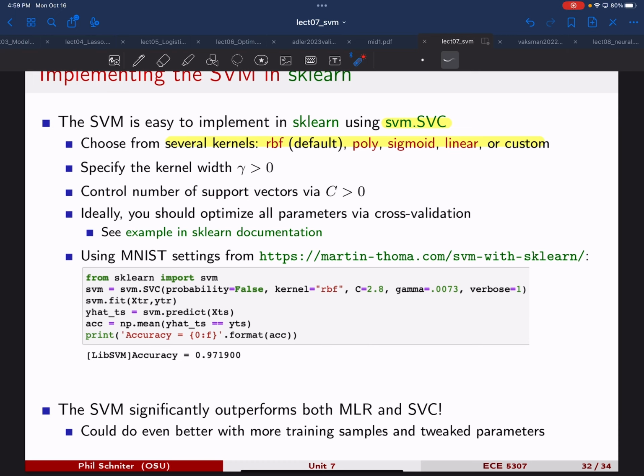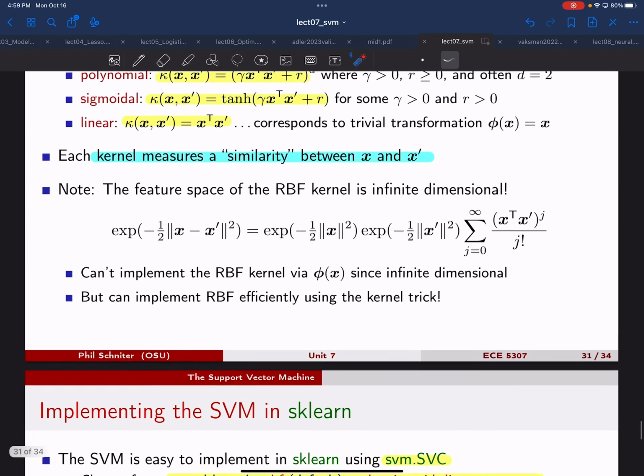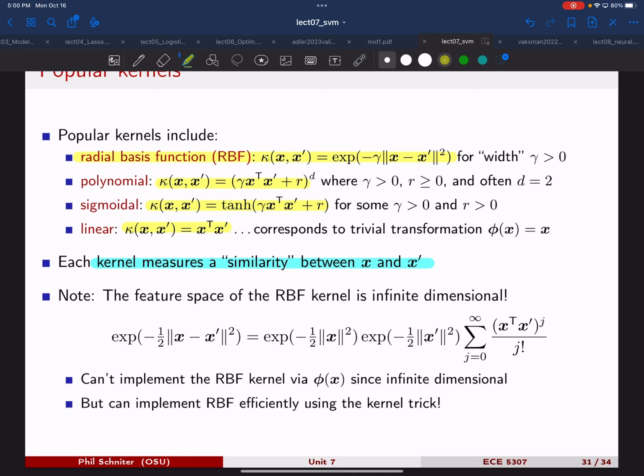You have to specify the kernel width, so that's an important tuning parameter. That's this gamma here. All of these have a kernel width, which essentially defines that local neighborhood. It says how far away two points need to be for them to not be considered neighbors. So that will greatly affect how this behaves.